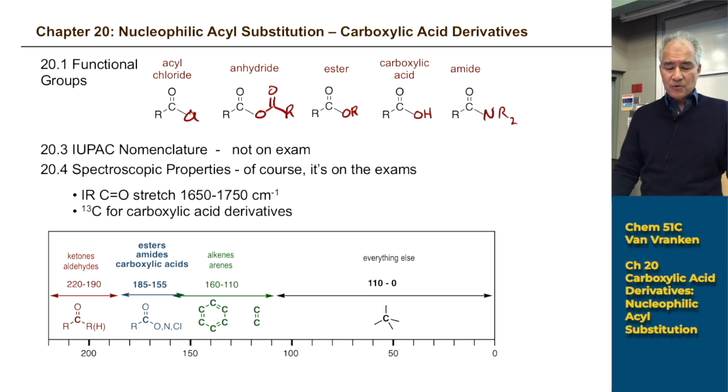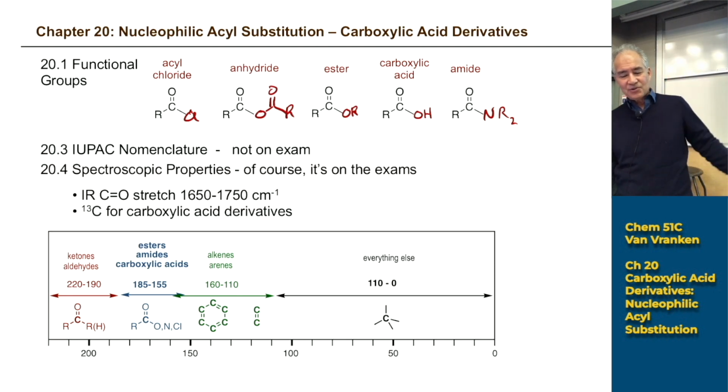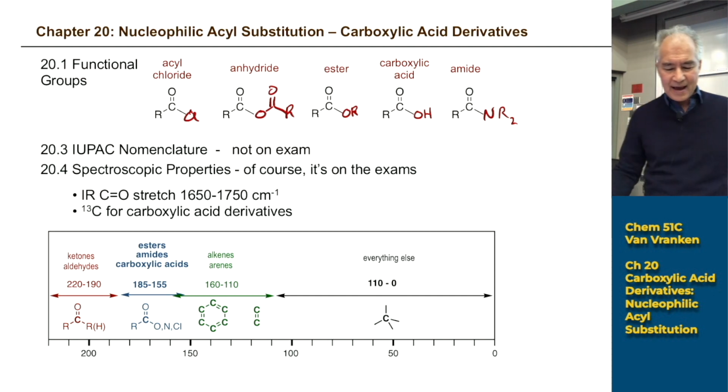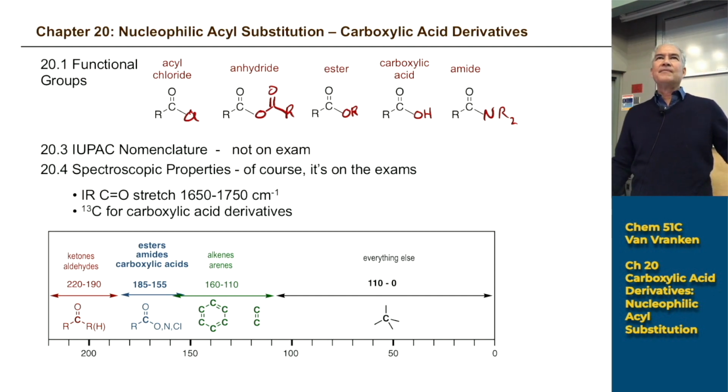Okay, these are the functional groups. We're going to spend this chapter learning how to convert acyl chlorides into all of these different functional groups, learning how to convert esters into carboxylic acids into acyl chlorides, back and forth. Super important for organic synthesis, super important for the field of biology and biochemistry.